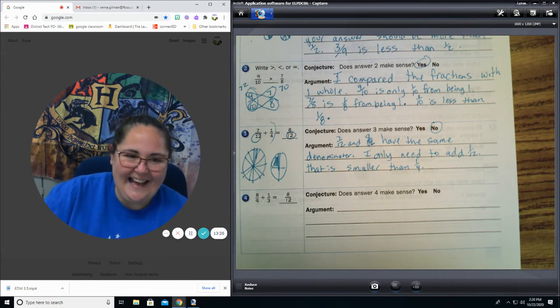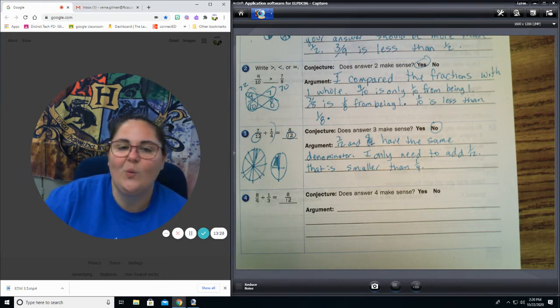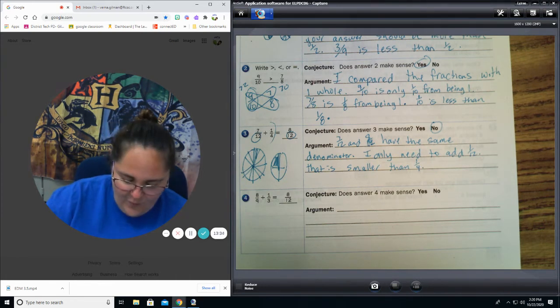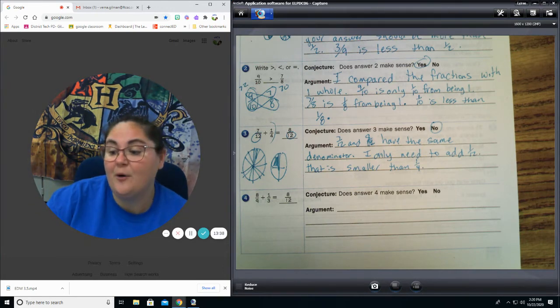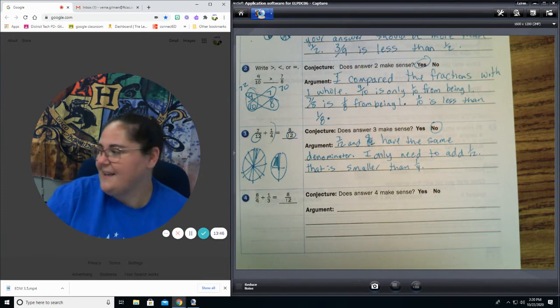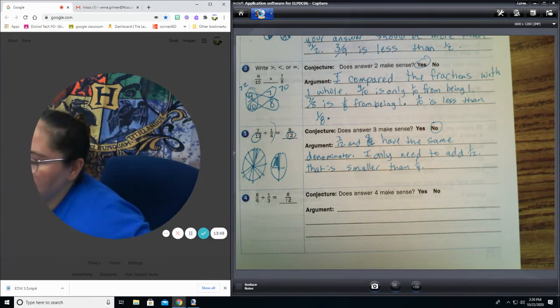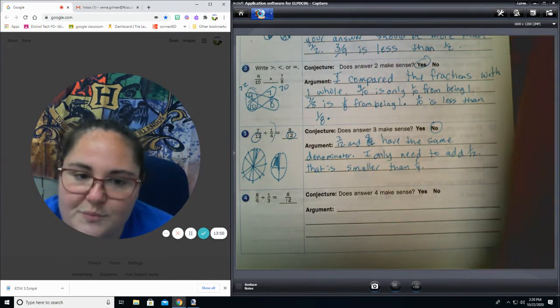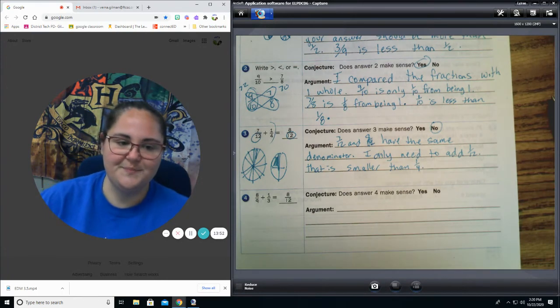All right, 8/9 plus 1/3 equals 8/12. Think about what the denominator means. Think about how big 12ths are versus how big 9ths are versus how big 3rds are. Take your second, pause the video, and see if you can do this on your own. Go. See what you can do.